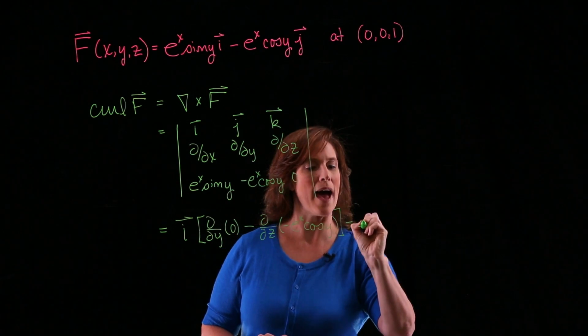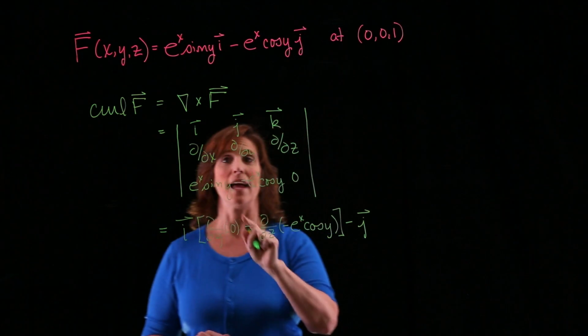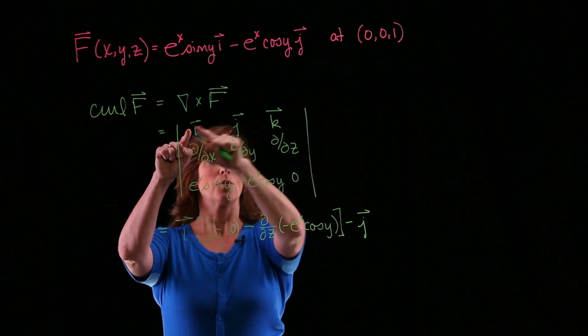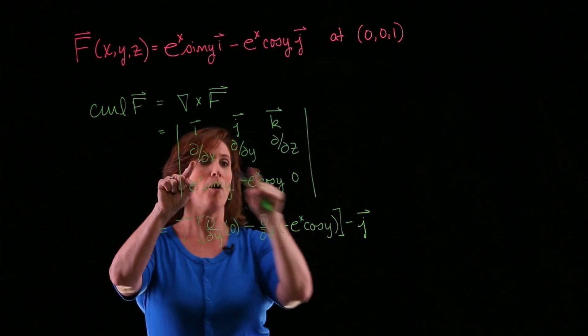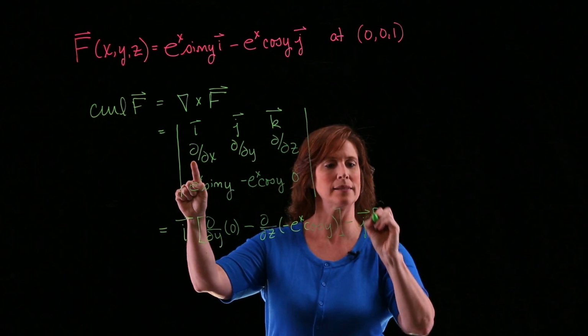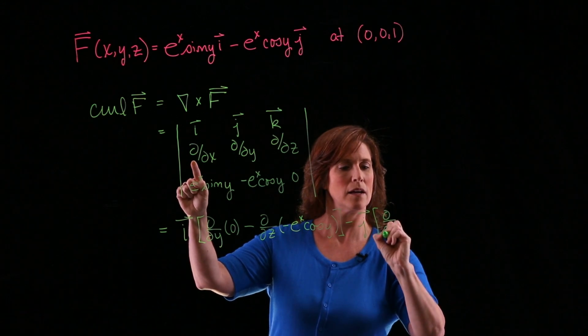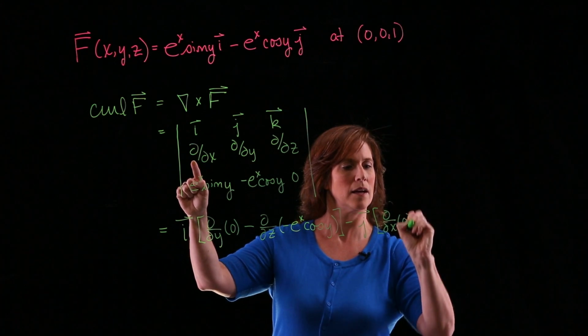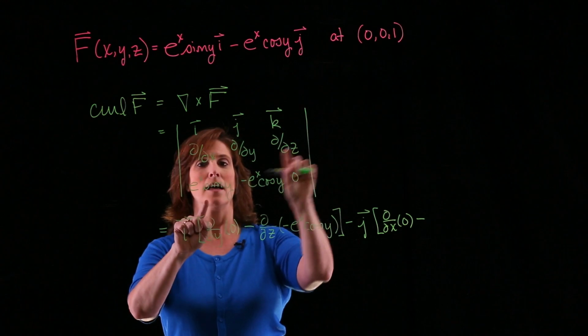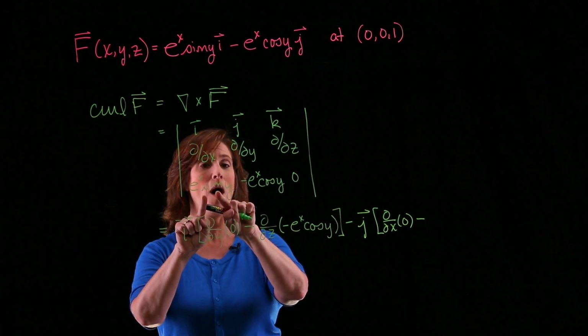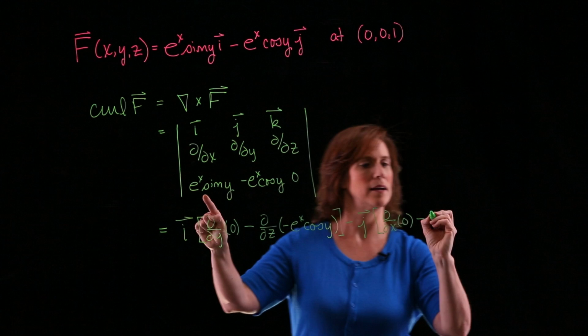Then I have to subtract vector j. Eliminating the top row and the middle column, I'll have the partial of 0 with respect to x minus the partial of e to the x sine y with respect to z.